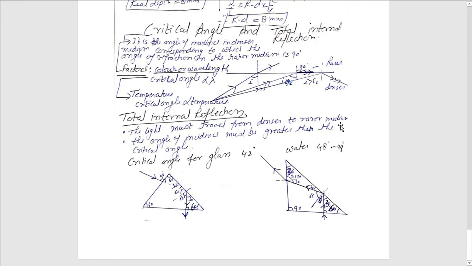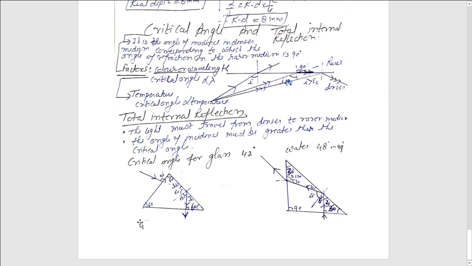See the conditions for total internal reflection. From the definition only you can get the conditions. Light must travel from denser to rarer medium. The angle of incidence must be greater than the critical angle. Now, the critical angle for glass is 42 degrees, you know. For water it is 48 or 49. For diamond it is 24 degrees.